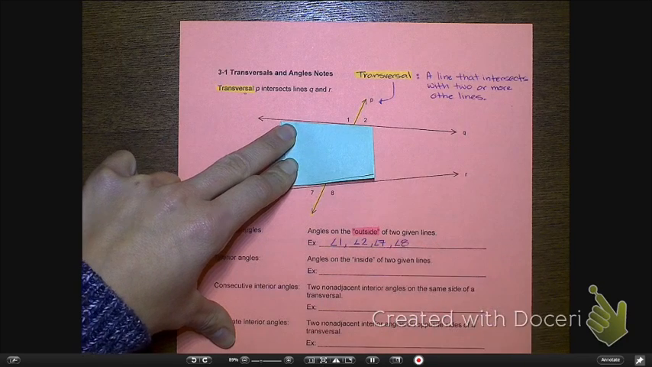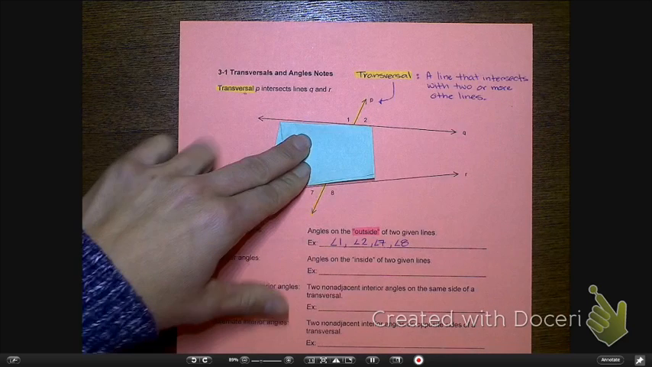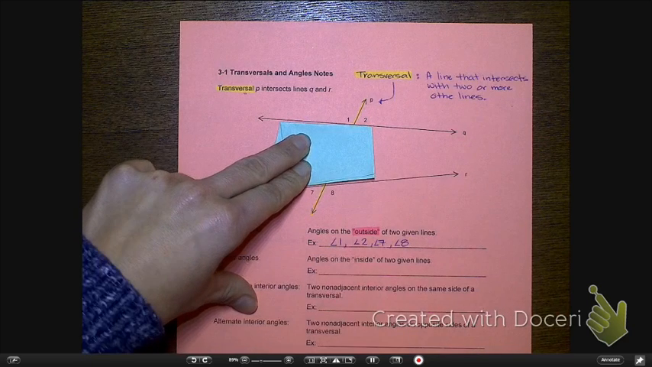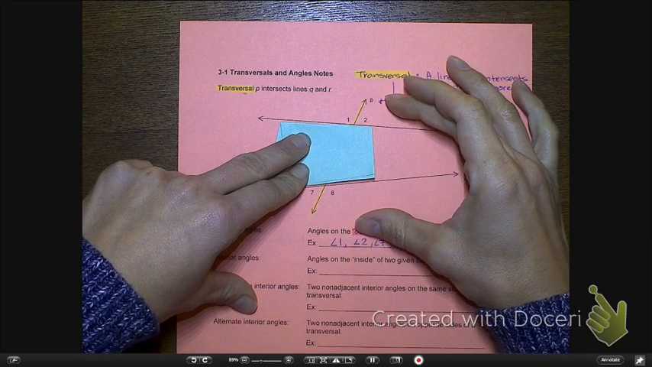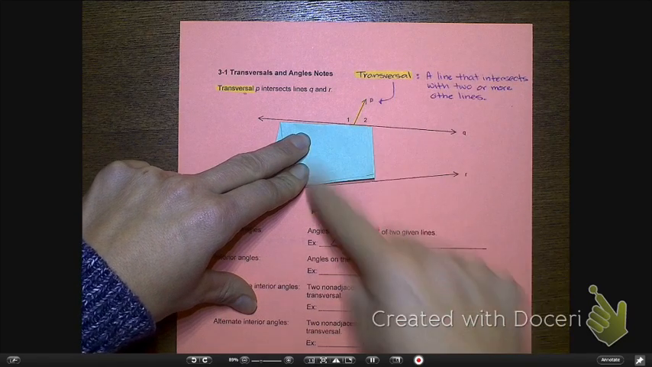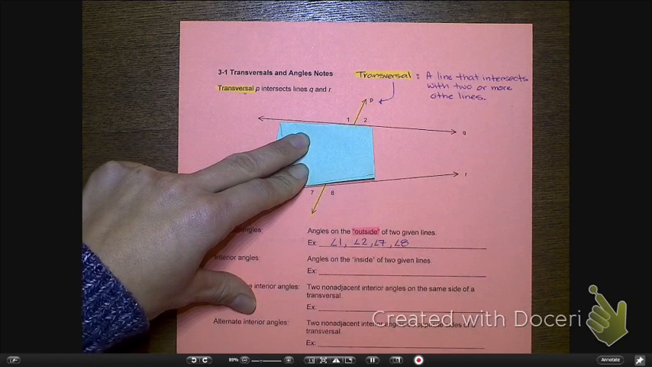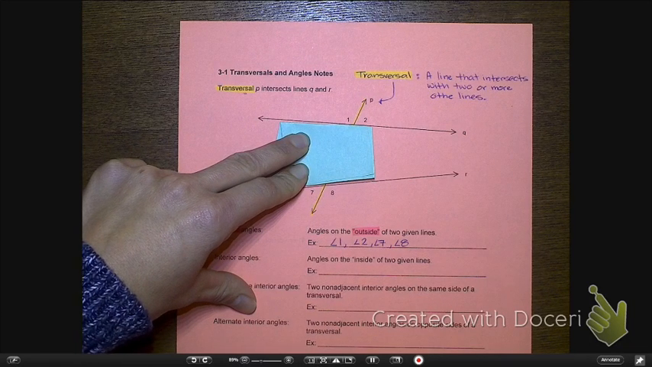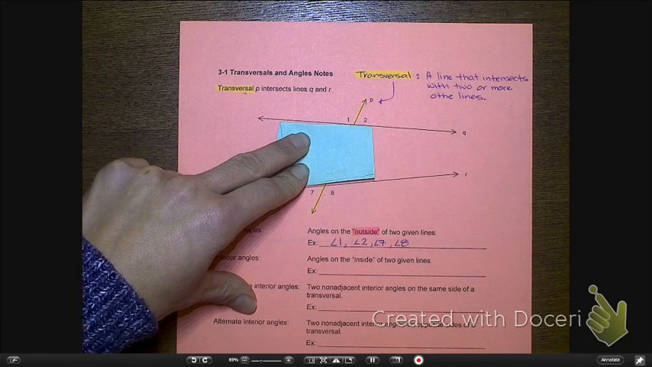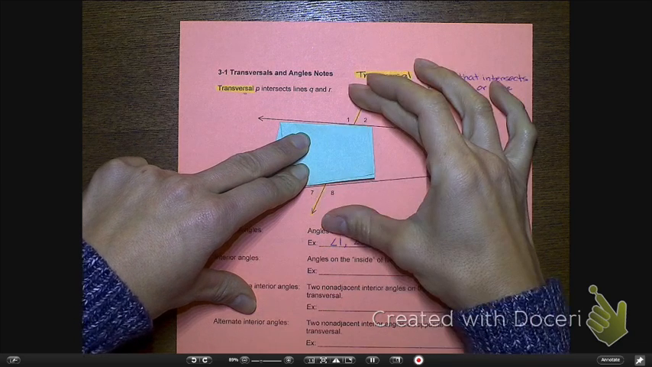Now, some students were like, oh, so Ms. Miller, we just need to memorize what numbers? No, you need to memorize the positioning, not the numbers, because in a different drawing, these might not be numbered the same. It might be numbered 12, 13, 14, 15, right? So we're not memorizing the numbers here. We just want to have the concept of where the position of the outside angles are. Does that make sense? So they're outside the lines.